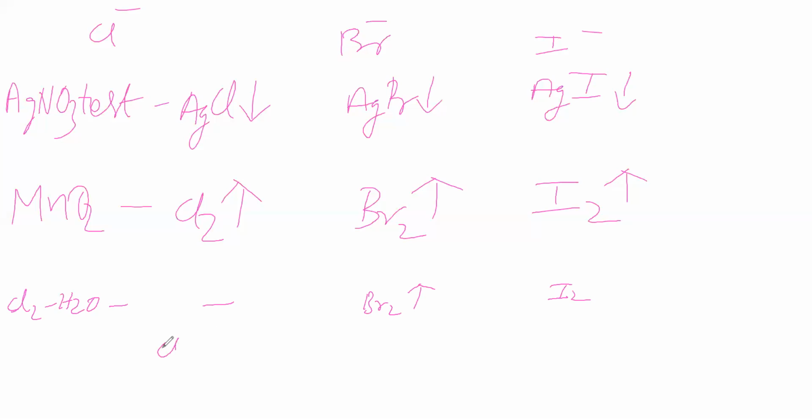Instead of that, for Cl minus the chromyl chloride test is possible. For the chromyl chloride test, we take the chloride salt solid directly. We are not taking a solution. So these are the confirmatory tests for chloride, bromide, and iodide.